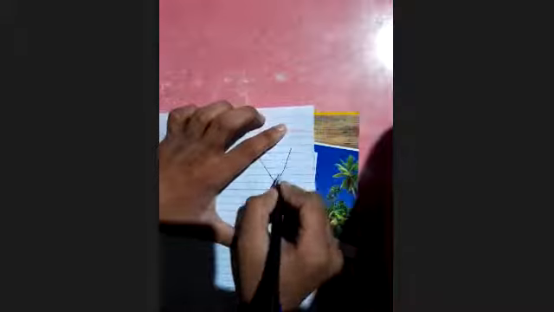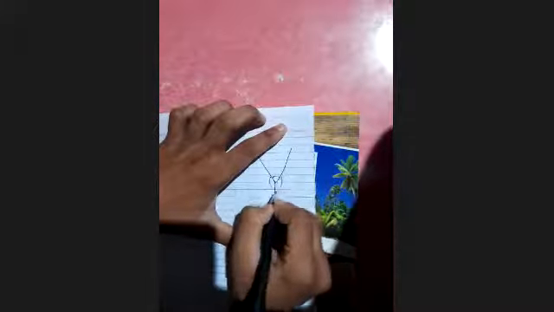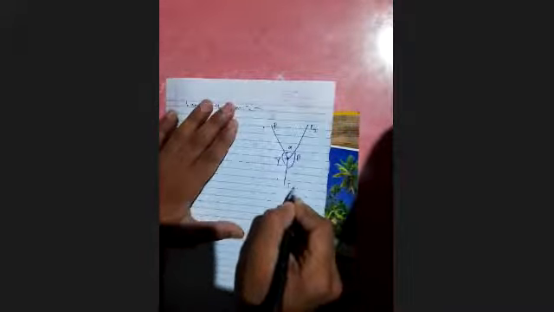So we have alpha, beta, and gamma, and here F1, F2, and F3. It tells us that F1 by sine alpha, F2 by sine beta, and F3 by sine gamma. Now we'll solve the example.